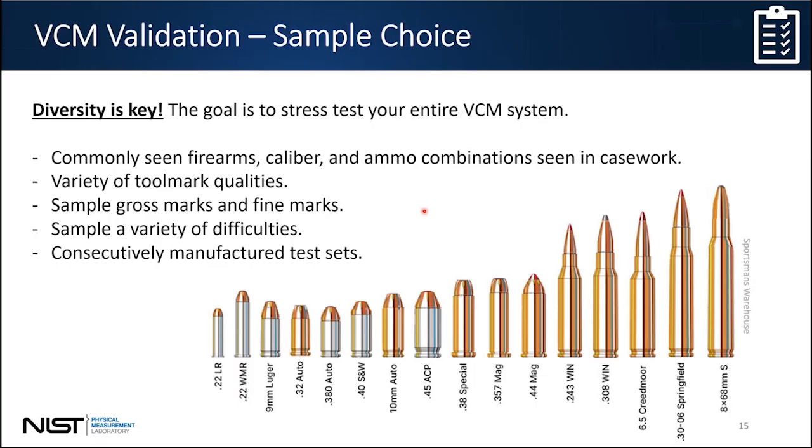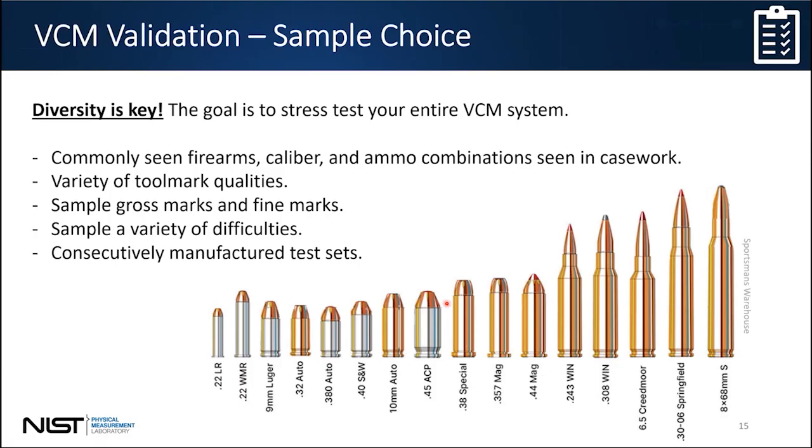You want to make sure all of that is rolled into it because you want to make sure that the system, number one, is able to capture those types of marks. And then two, whether your examiners are able to use the software in viewing those marks to make the correct determination. So this is determined almost on a case-by-case basis of what types of samples you include in your validation. Obviously, the more diverse, the better.